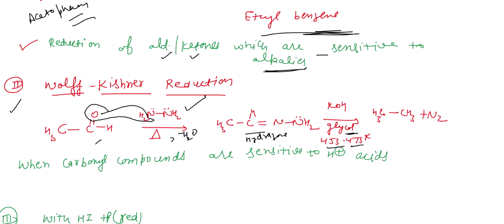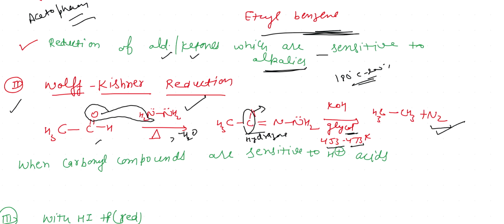So the temperature is up to 180 to 200 degrees Celsius. Then you will get the alkane as product. This CH group will be hydrogenated, with the formation of nitrogen, as this NNH2 group will be released as N2.